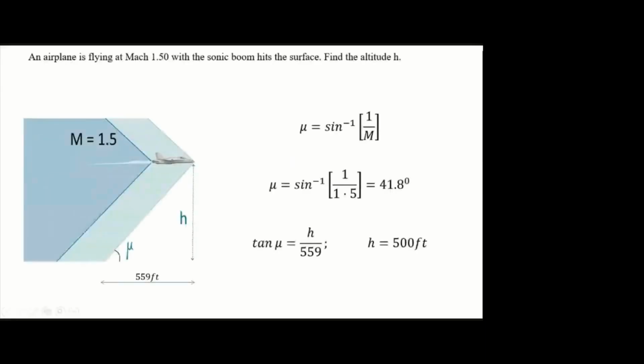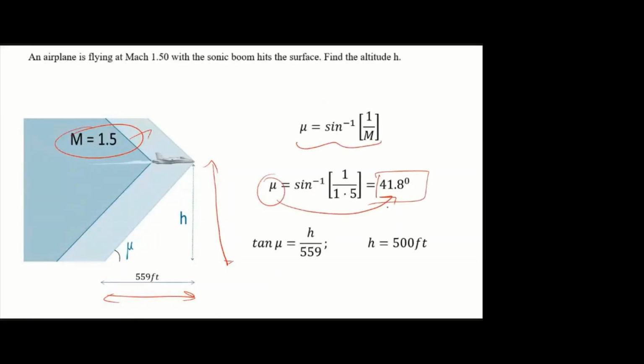So the first is very simple. So they are talking about the Mach wave. They mention the Mach number of the supersonic aircraft and the horizontal distance it traveled. What we have to find is the altitude of the aircraft. So once you know the Mach number, using the Mach wave angle formula, you can find the Mach wave angle. It is 42 degrees.